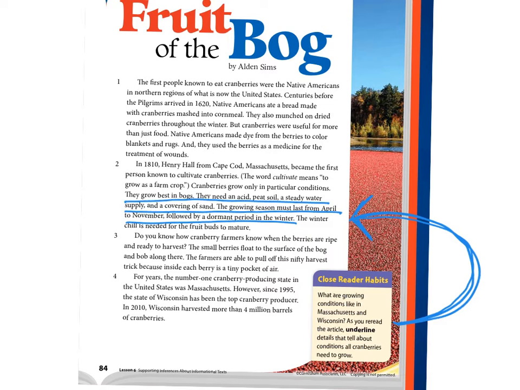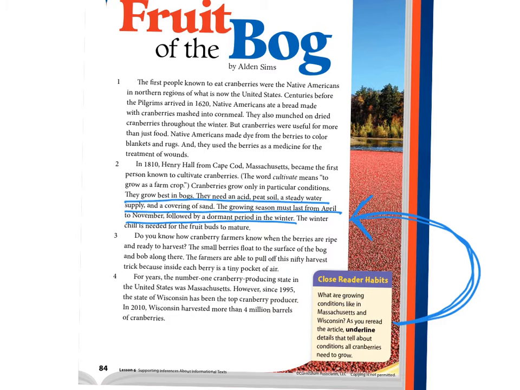That's important. The first people known to eat cranberries were the Native Americans in northern regions of what is now the United States. Centuries before the Pilgrims arrived in 1620, Native Americans ate a bread made with cranberries mashed into cornmeal. They also munched on dried cranberries throughout the winter, but cranberries were useful for more than just food. Native Americans made dye from the berries to color blankets and rugs, and they used the berries as a medicine for the treatment of wounds. In 1810, Henry Hall from Cape Cod, Massachusetts, became the first person known to cultivate cranberries.